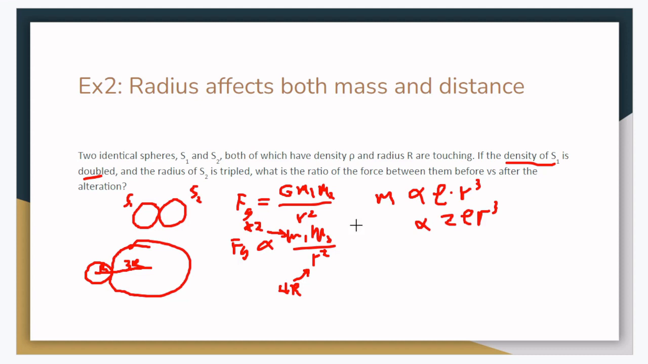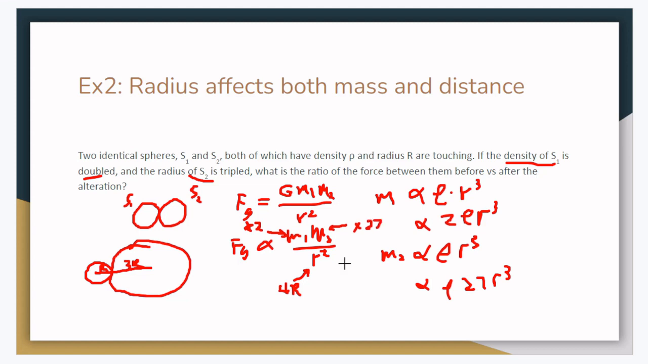So how did m2 change? The radius of S2 was tripled. So let's clarify this. m2 was proportional to rho times r cubed, right? And rho didn't change, so that's proportional to rho times (3r) cubed, so that would be 27 r cubed. And so this mass right here was multiplied by a factor of 27, right?